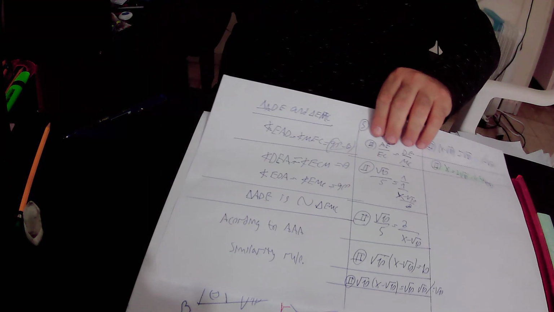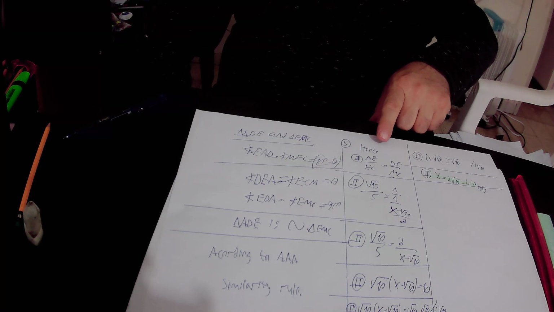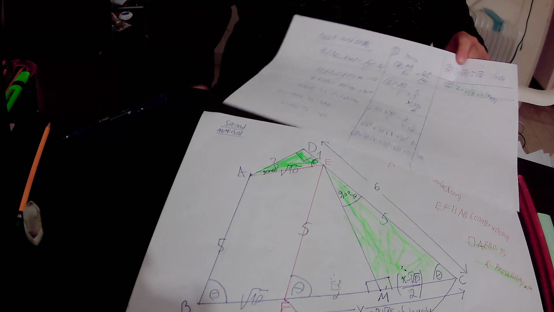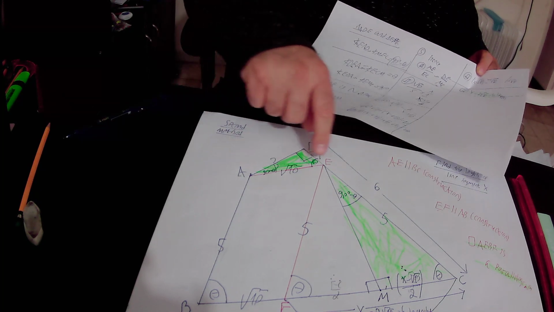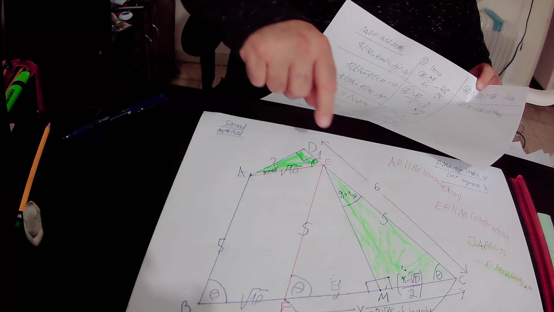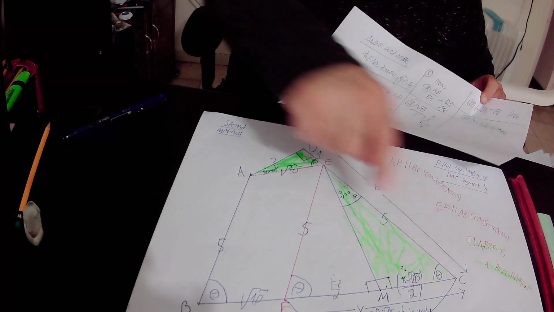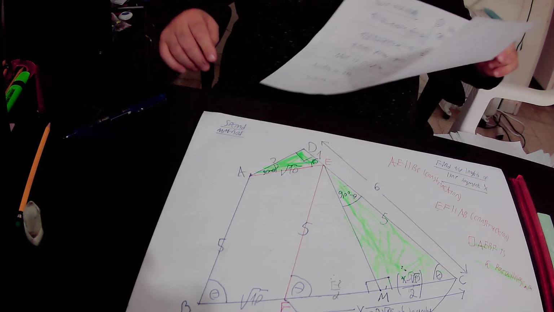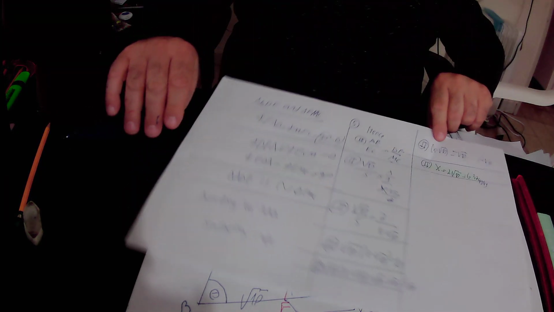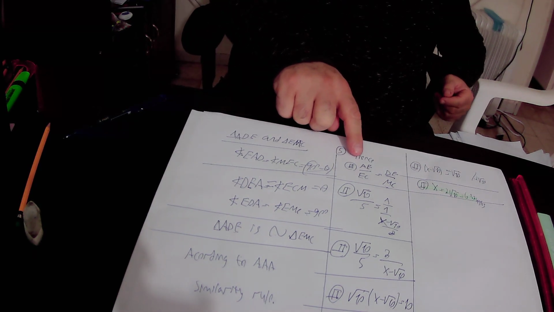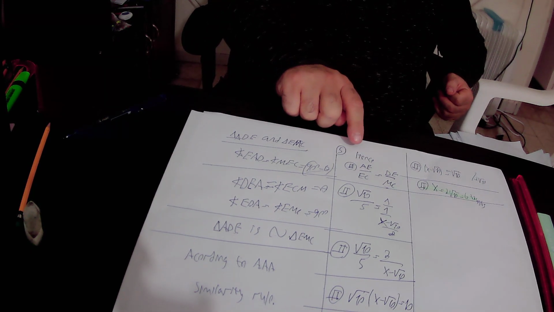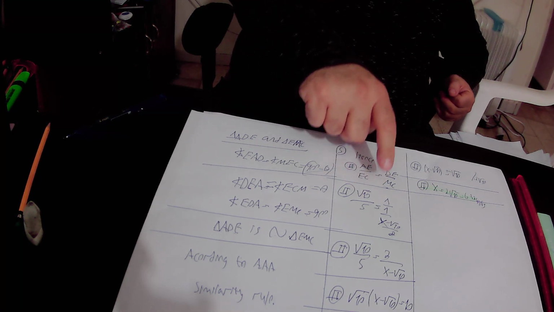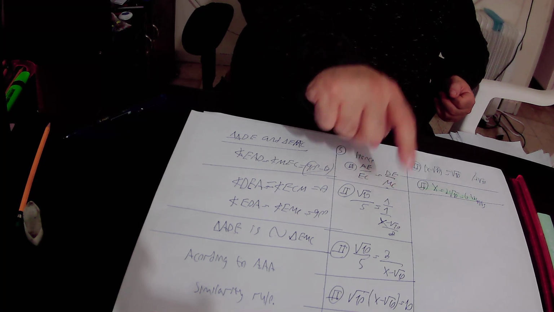And from the fact that those two triangles are similar to each other, we conclude that AE over EC equals DE over MC. Okay? Here, according to question number 2, AE over EC equals DE over MC. AE equals square root of 10 units, EC equals 5, DE equals 1, and MC equals x minus square root of 10 over 2.